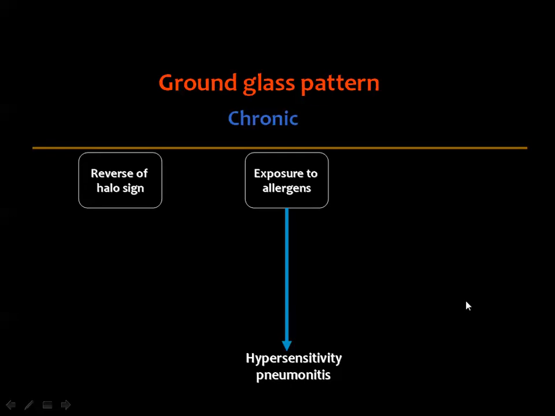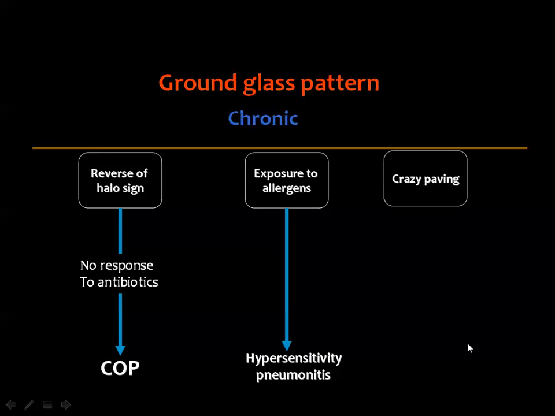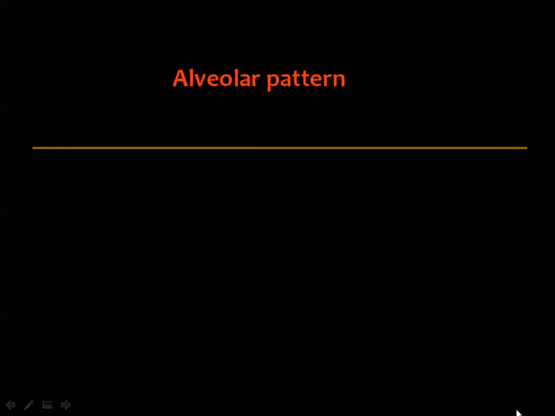If you see the lesions with the reverse halo sign or the atoll sign, then you are dealing with cryptogenic organizing pneumonia, and one of the issues that help in the diagnosis is the absence of response to antibiotics. Then if you can see the crazy paving pattern and the patient is a smoker, then the diagnosis is alveolar proteinosis.